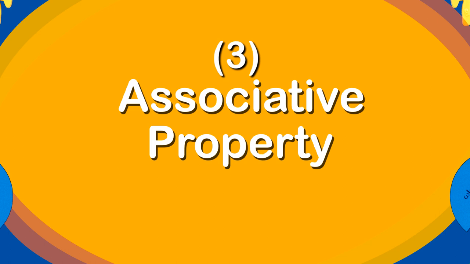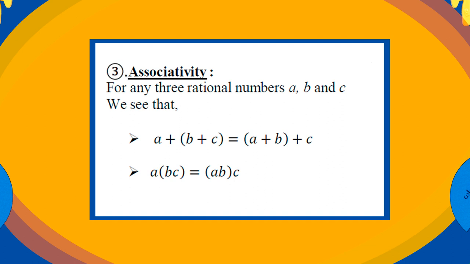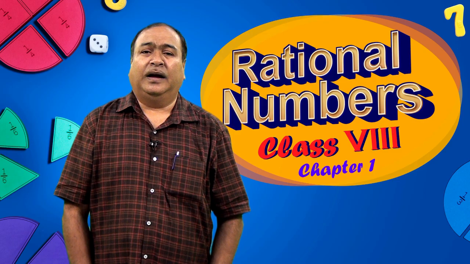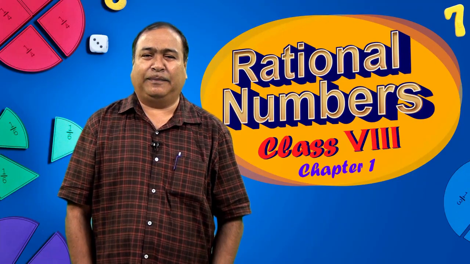We call it the associative property. It states that for any three rational numbers A, B and C, (A + B) + C is equal to A + (B + C). Similarly, under multiplication, A × (B × C) is equal to (A × B) × C. This is called the associative property. Let us check this with one example.